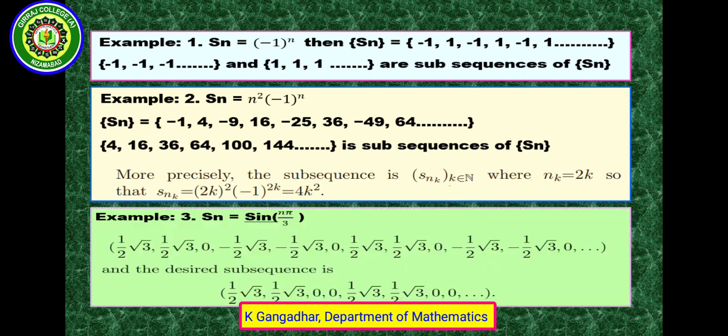Next example, Sn equal to sin(n pi by 3). The terms are root 3 by 2, root 3 by 2, 0, minus root 3 by 2, minus root 3 by 2, 0, and so on. Here root 3 by 2, minus root 3 by 2, and 0 are repeated terms. So we can define one subsequence like root 3 by 2, 0, root 3 by 2, 0, 0, root 3 by 2, root 3 by 2, and so on. This way we define subsequences of the given sequence.